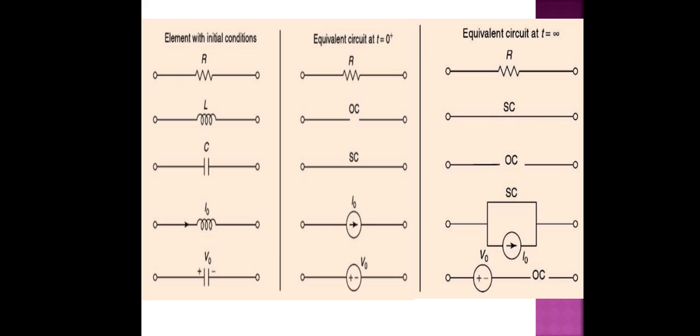which has the current passing through it, I naught, and here this is short circuited, with I naught flowing like this. Again, you take V naught across the capacitor, and the equivalent circuit is like this: it is open circuited, which is in series, and here it is in parallel. This is about the elements with the initial conditions and the equivalent just after t equal to 0 plus, after the switching, and at t equal to infinity.